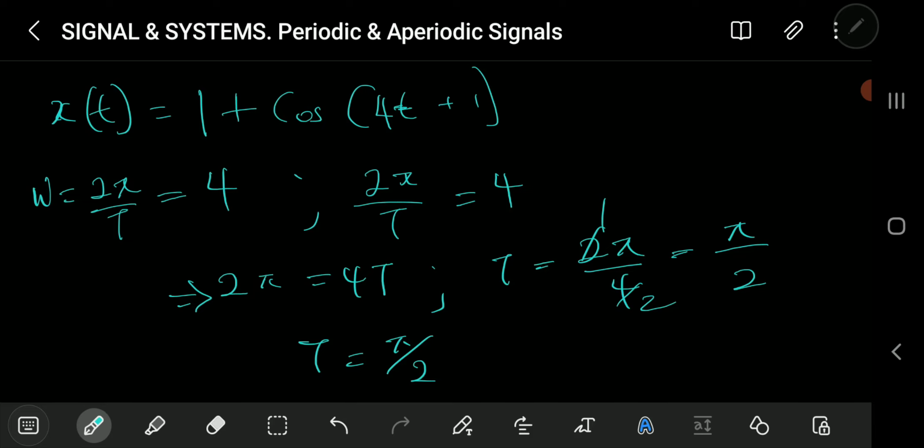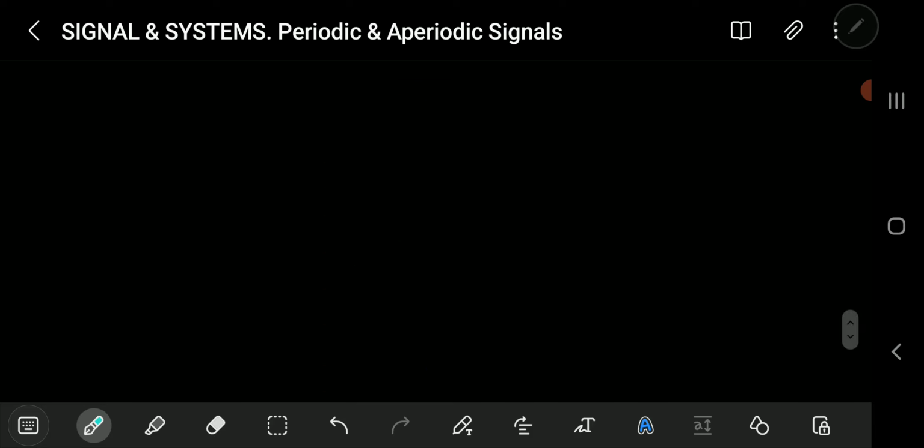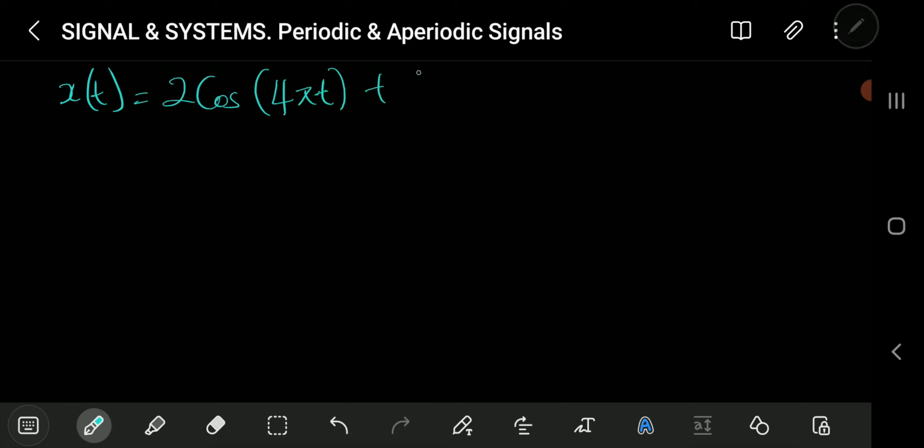Now let's look at one last example that I'll be doing here. If you have something really different, a signal like this, x of t is equal to 2 cos 4 pi t, which is small letter t, plus 3 sine 3 pi t. Alright, so how do we go ahead to look for the period for a question like this?